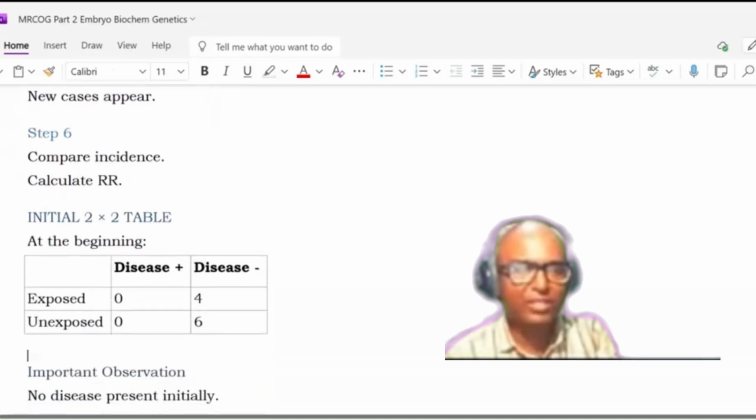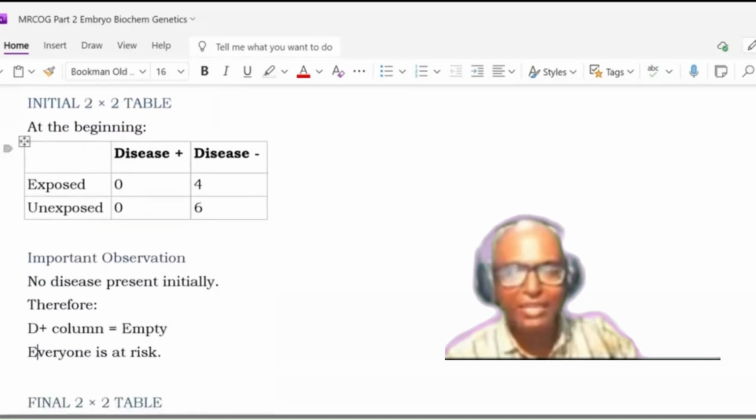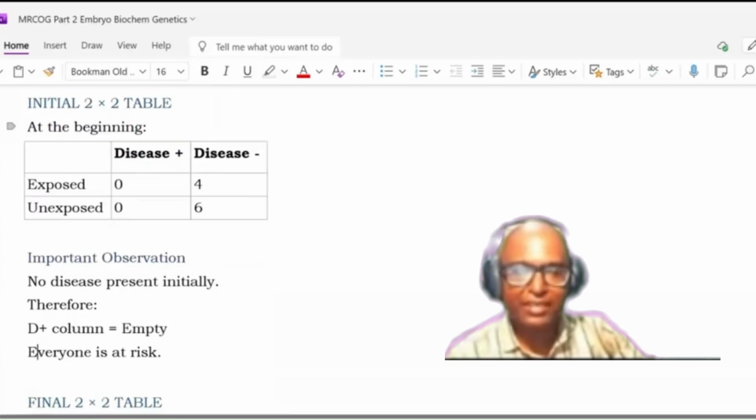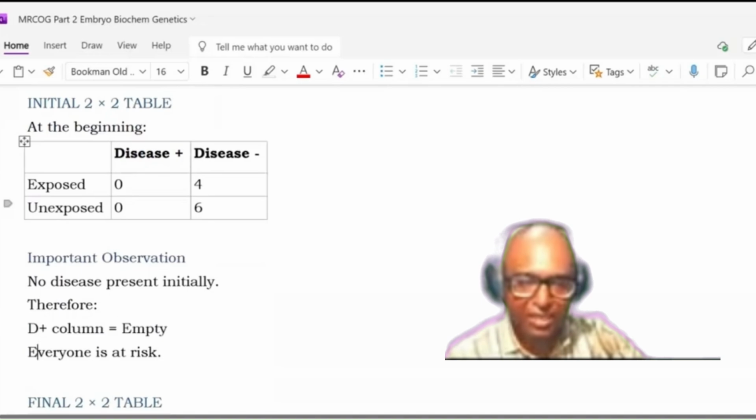So this is the 2 by 2 table at the beginning. Generally, we do not formulate the 2 by 2 table at the beginning, because at the beginning there are always disease-free individuals. So this column is always 0, 0. This is just for explanation purposes, to make it clear that this column will always be 0 at the beginning. So diseased individuals will not be there in the exposed as well as unexposed group.